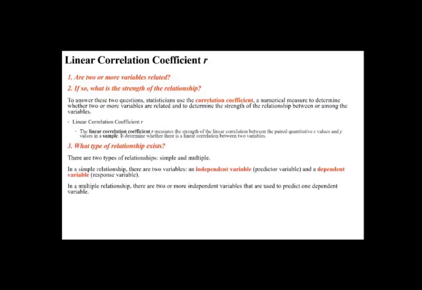There are two types of relationships, simple and multiple. In a simple relationship, there are two variables, an independent variable, the predictor variable, and a dependent variable, the response variable. In a multiple relationship, there are two or more independent variables that are used to predict one dependent variable. There may be more than one independent variable.